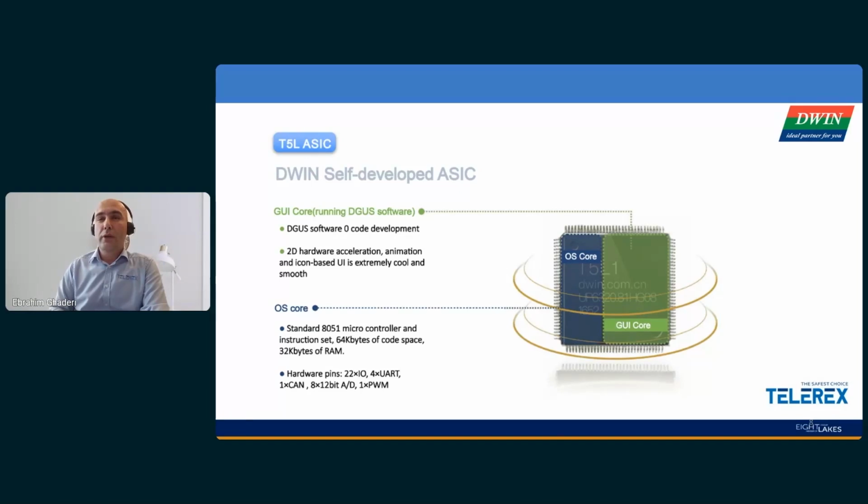So, like we already said, they have their own in-house design. It's called T5L. It has two cores. One is running the operating system, and the other is running the GUI core. It has different types of interfaces, like 22 IO, so UART, CAN, analog to digital, and PWM. On the other side, you can load your graphical interface with a high resolution and in different varieties of the display resolution.